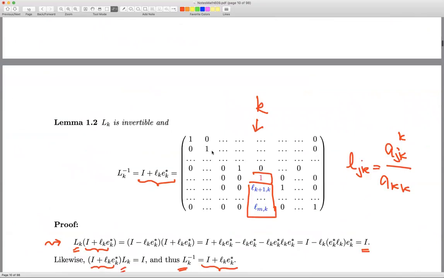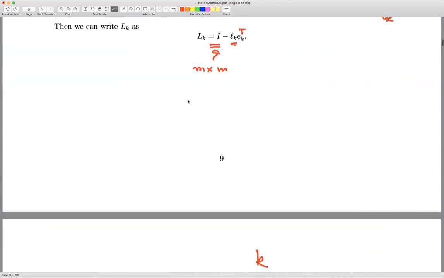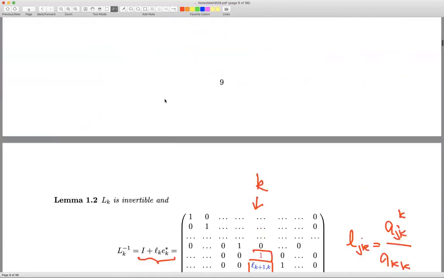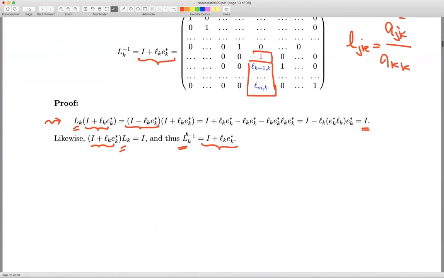To continue our proof, let's look at this product here. And let's write down the formula for our matrix LK, which we saw here. There is another convenient way to represent the matrix LK.